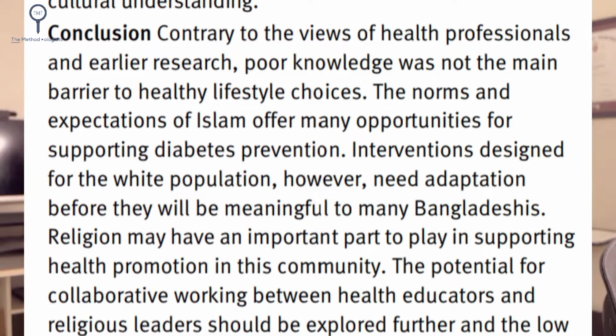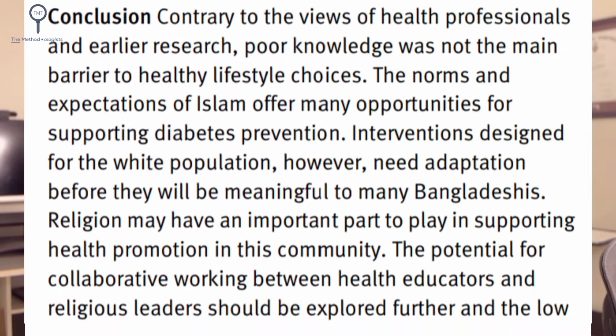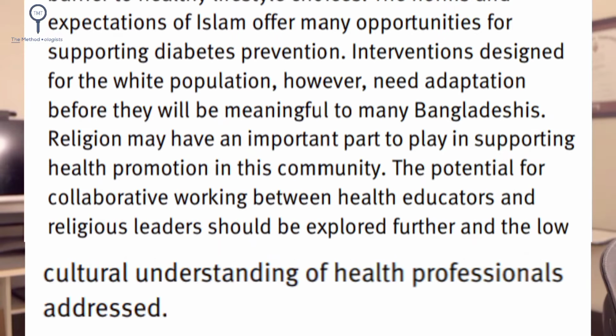Okay, so here's an implication. It seems that the authors are suggesting that interventions designed for Caucasian white people cannot be applied to the Bangladeshi community and in fact need to be tailored to the cultural norms, their traditions, and the religion. Okay, and then they talk about future direction. They say that there is a need for collaboration between religious leaders and healthcare professionals. And then they end off with another future direction. They say that there is a need to improve cultural understanding of healthcare professionals, and specifically cultural understanding of Bangladeshi people and the barriers they face in adopting a healthy lifestyle for type 2 diabetes prevention.